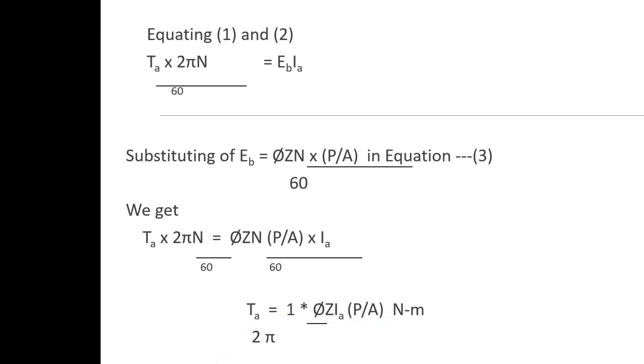So this 1 by 2 pi is nothing but 0.159. So the torque at armature Ta is equal to 0.159 phi Z Ia into P by A newton meters.